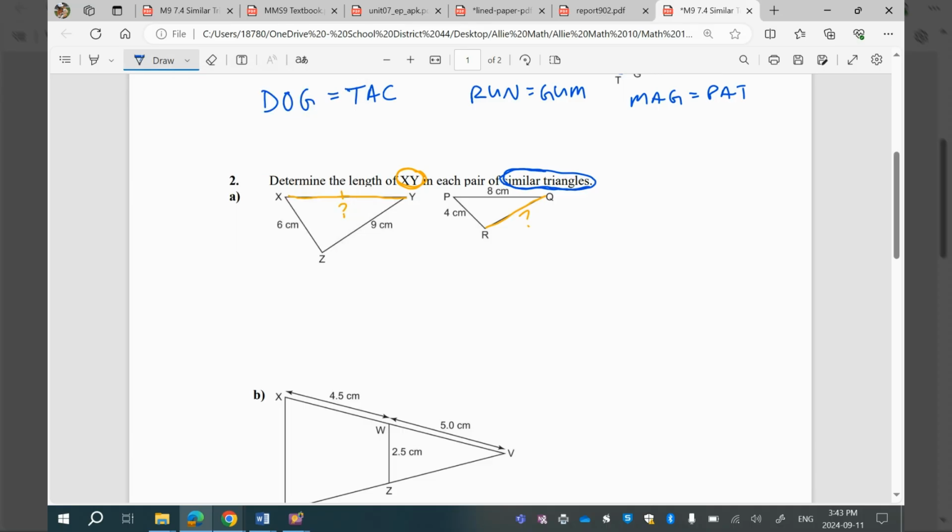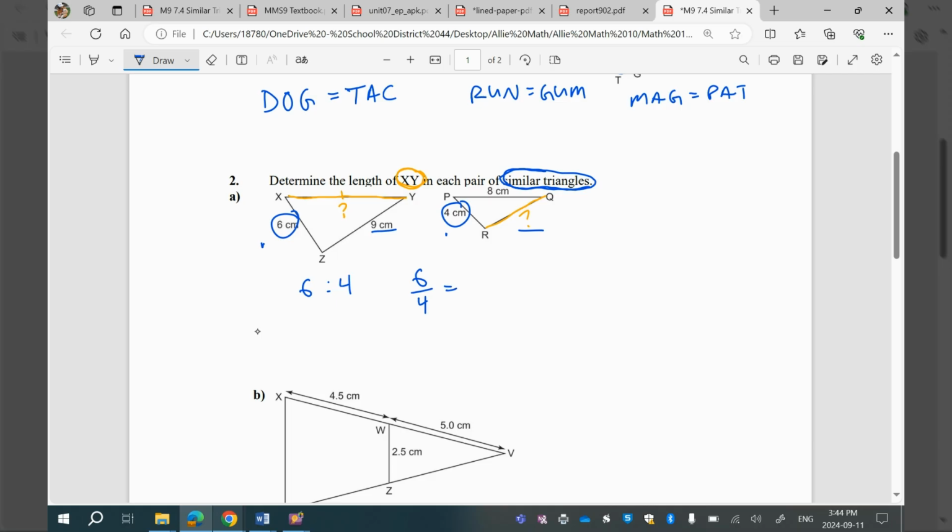So we have these 2 similar pieces of information. We don't have anything to compare 9 to, but we do have something to compare 6 to. So the ratio from this triangle to this triangle is 6 to 4. And we know these are in proportion because we know it's a similar triangle. So we can show this ratio as a fraction, 6 over 4. If you want to turn this into a decimal, you can.